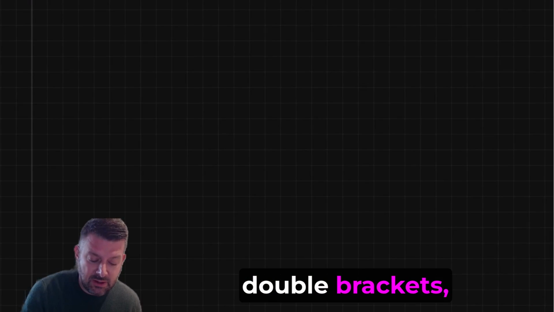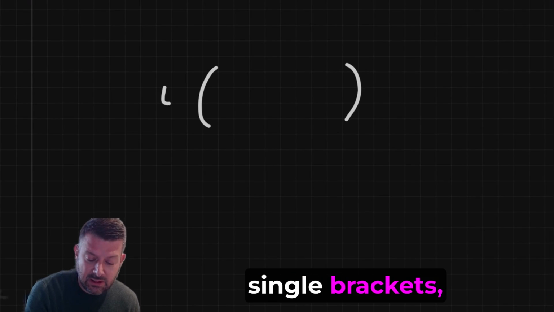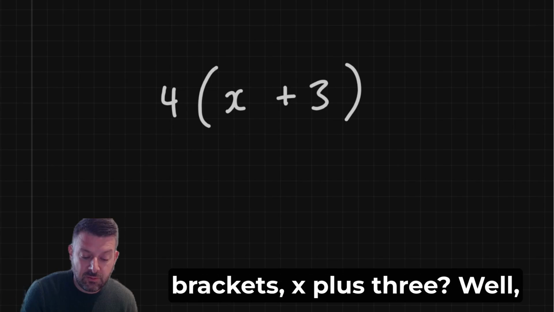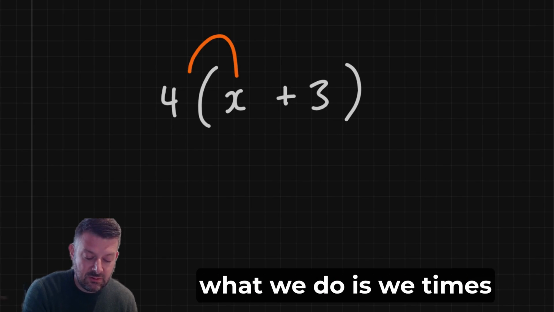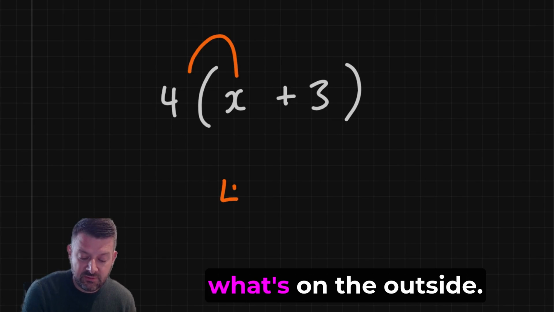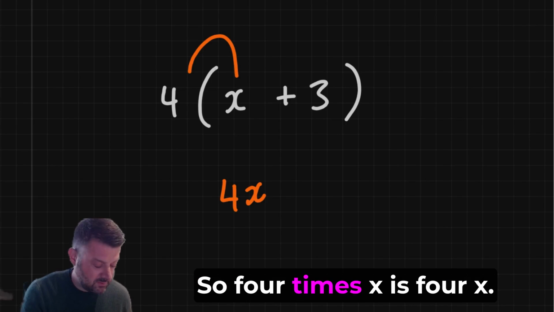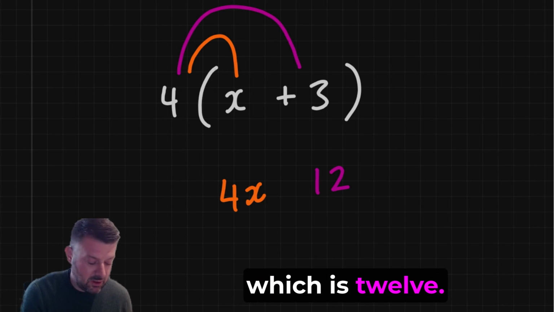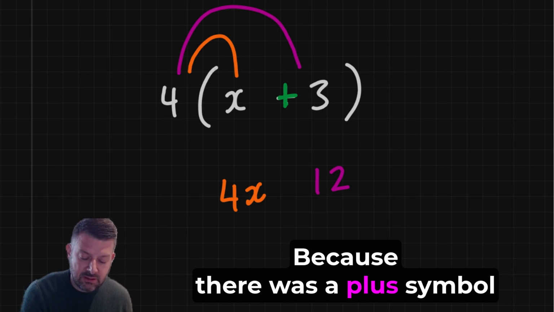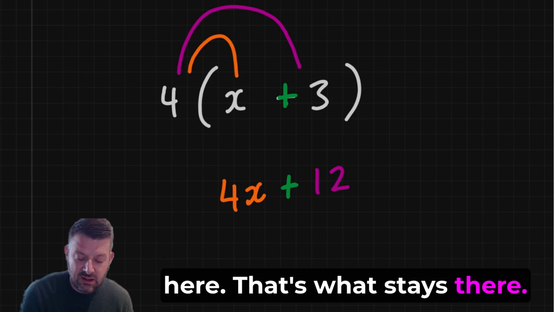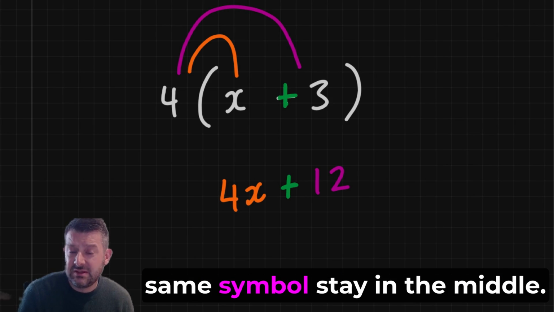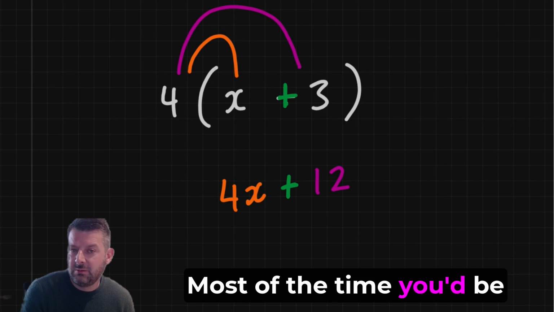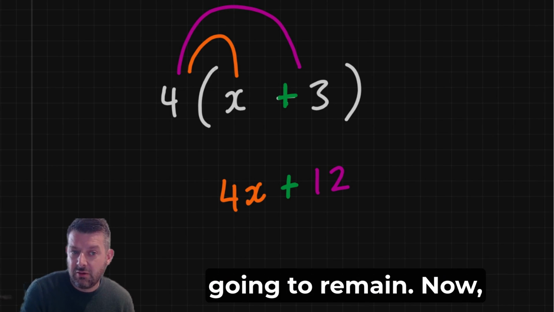Before you start expanding double brackets, you need to be able to expand single brackets, which would be a question like this. So how do we expand 4 brackets x plus 3? Well, what we do is we times everything in the bracket by what's on the outside. So 4 times x is 4x, and then we do 4 times 3, which is 12. Because there was a plus symbol here, that's what stays there. It's always going to have the same symbol stay in the middle unless we're timesing by a negative number. Most of the time you'll be timesing by a positive, so that symbol is just going to remain.